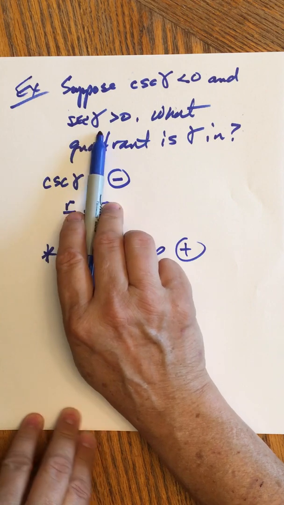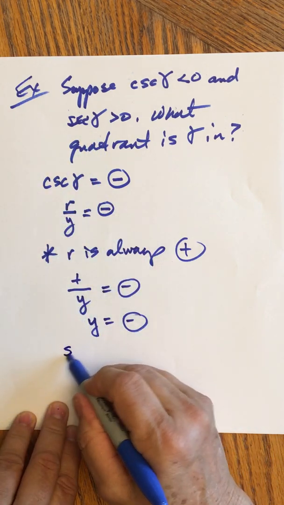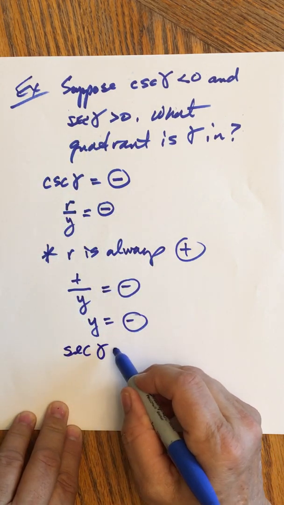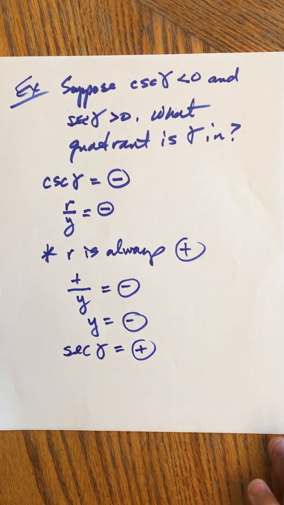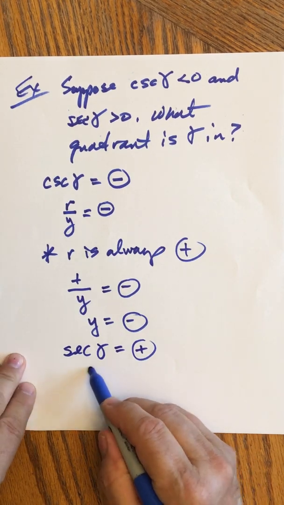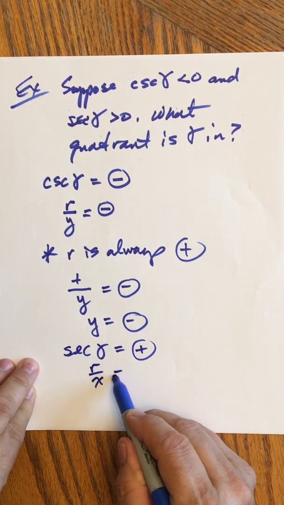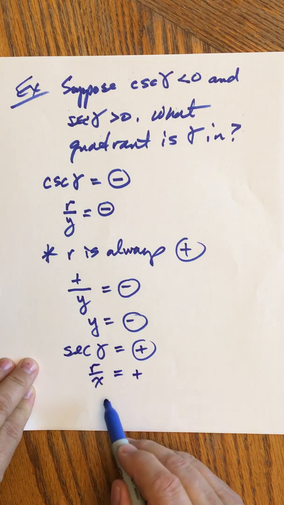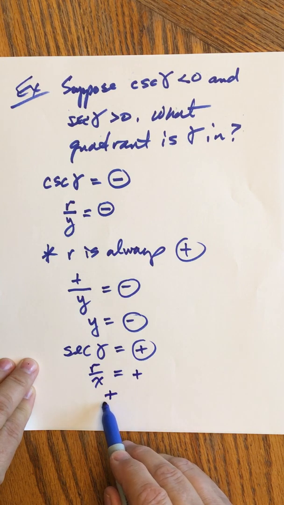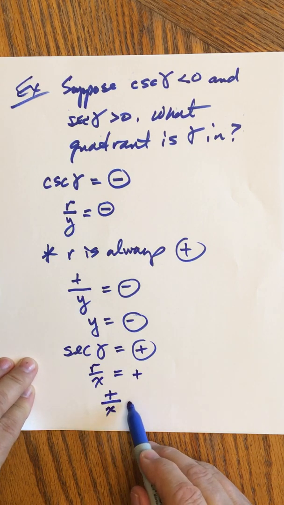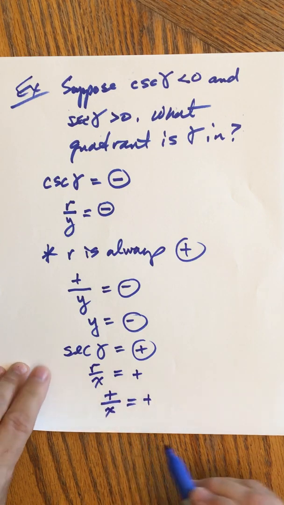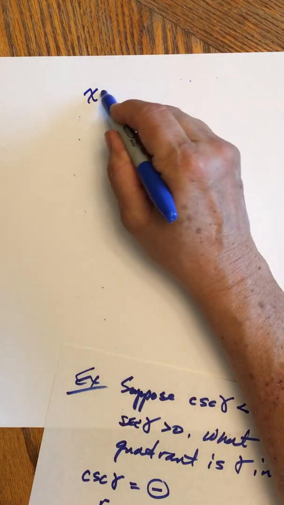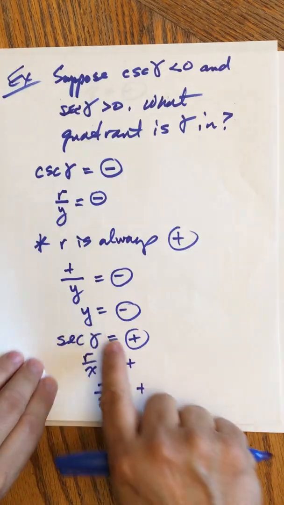And the next piece of information is that secant of gamma is positive. But what's the definition of secant of any angle? Well, the secant is defined as r over what? X. And we know r is always what? Positive. So a positive number over another number is a positive number. What do I know has to happen? X must be what? X must also be positive then. So what I now know is x is positive, y is negative.